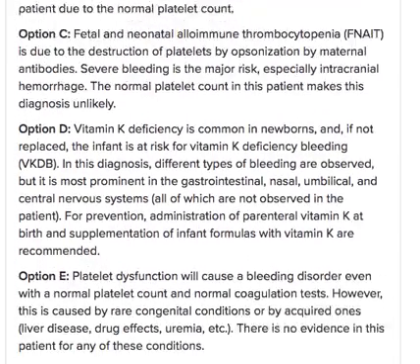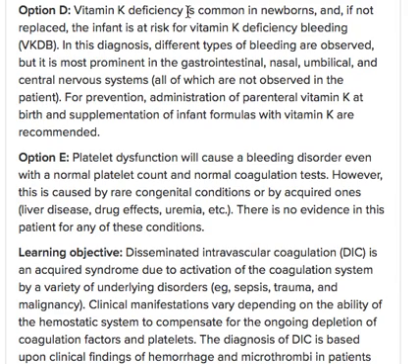Option D. Vitamin K deficiency is common in newborns, and if not replaced, the infant is at risk for vitamin K deficiency bleeding, VKDB. In this diagnosis, different types of bleeding are observed, but it is most prominent in the gastrointestinal, nasal, umbilical, and central nervous system, all of which are not observed in the patient. For prevention, administration of parenteral vitamin K at birth and supplementation of infant formulas with vitamin K are recommended.